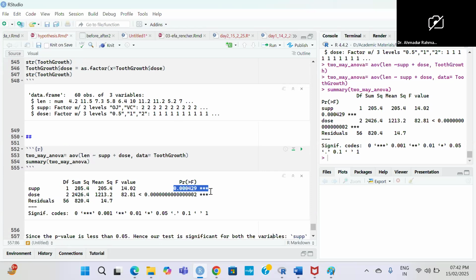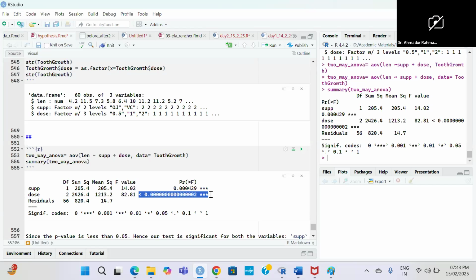So orange juice and ascorbic acid, both of them are not equally contributing to the growth of teeth. They are unequal. And second, we see the dose. So for dose, we have p value is this. इसकी p value बहुत small है, that is 0.000002. Okay, and that value is still less than this. So that's mean the doses are also not significant.